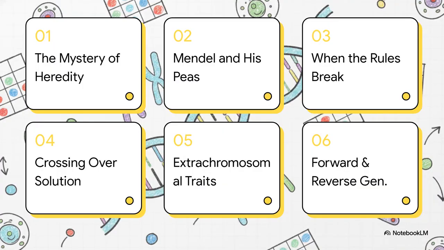So here's our roadmap for this investigation. First, the mystery of heredity. 2, Mendel and his peas. 3, when the rules break. 4, the crossing over solution. 5, extra-chromosomal traits. And finally, 6, forward versus reverse genetics.